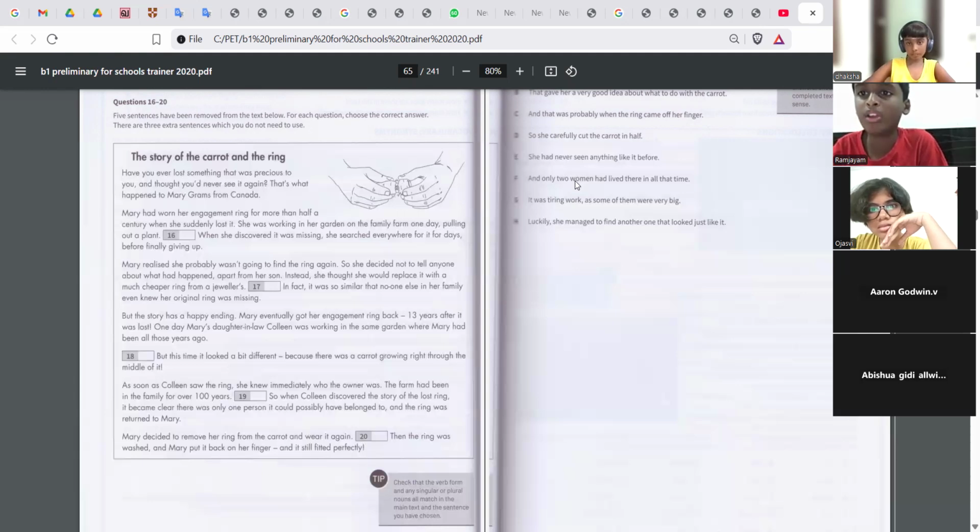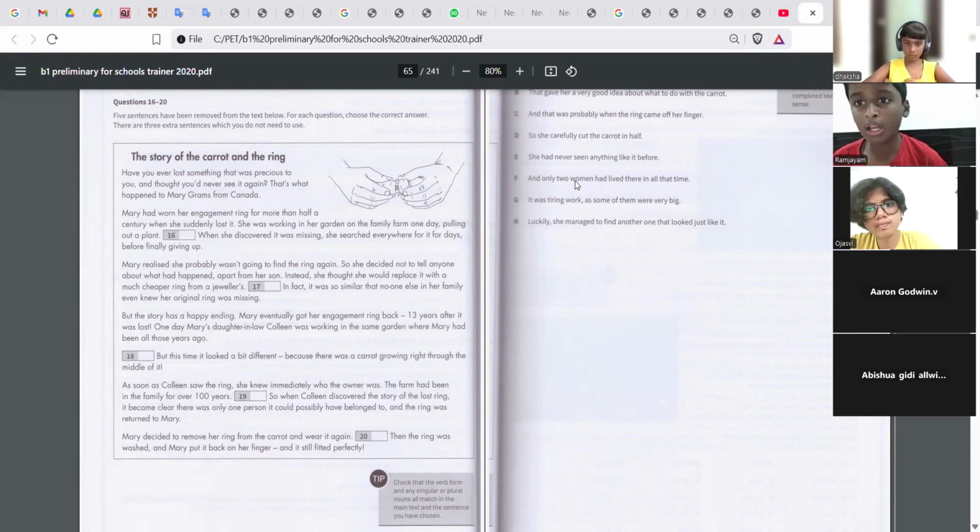She searched everywhere for it for days before finally giving up. Mary realized she probably wasn't going to find the ring again, so she decided not to tell anyone about what had happened apart from her son. Instead, she thought she would replace it with a much cheaper ring from a jeweler's. In fact, it was so similar that no one else in her family even knew her original ring was missing. But the story has a happy ending.